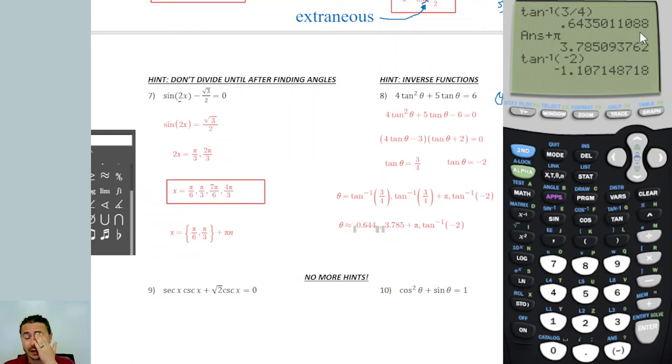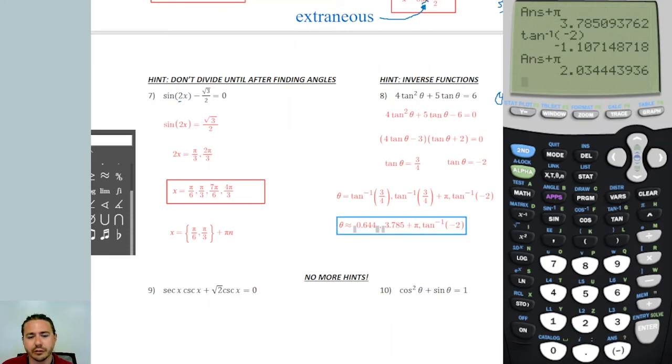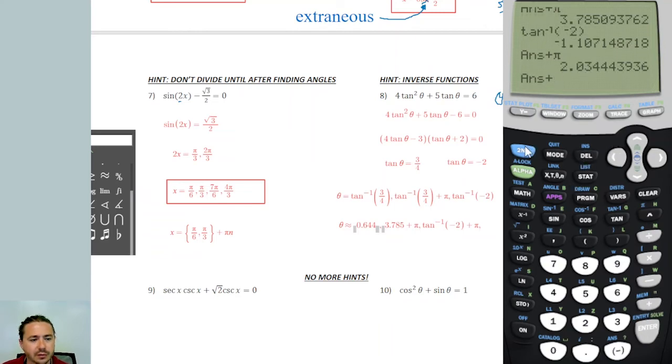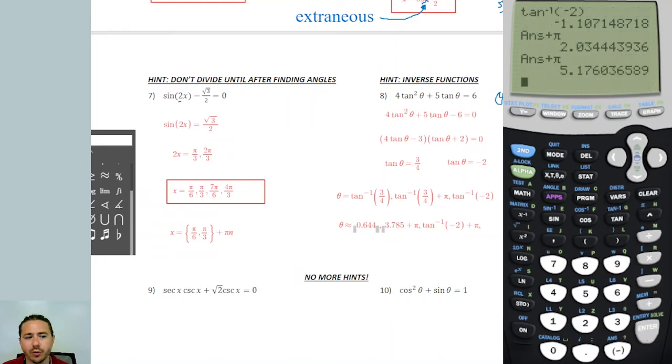Let's see here. So this is not going to be in between 0 and 2 pi, because 0 and all the numbers between 0 and 2 pi are positive. So we still have to add pi here, but that's only going to give us the first solution in the correct interval. So we're going to add pi here. To get the second one, we need to add pi again. And hopefully we're not too big. Remember, 1 full revolution is 2 pi. So if we get bigger than 6.28-ish, then we're not going to list it. But we're going to add pi here. Okay, so we get 5.176.